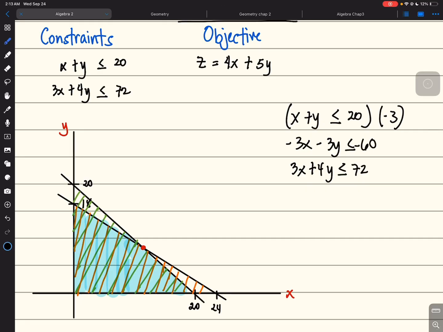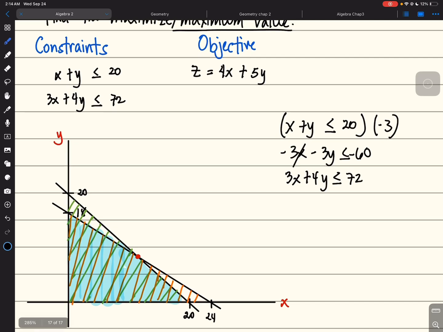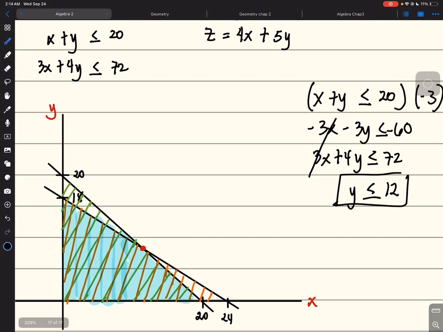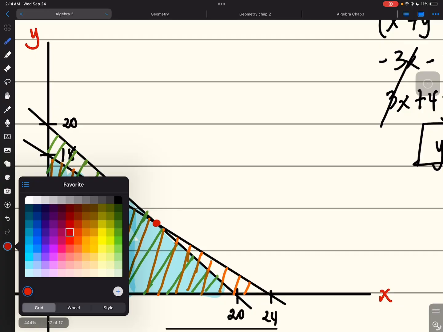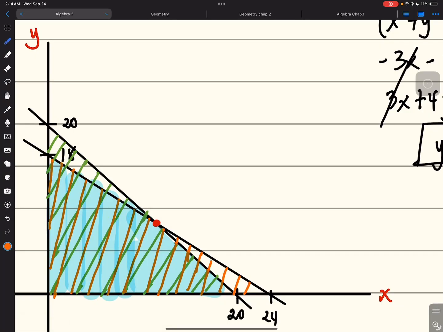If you still remember about elimination step 2, look for the same coefficient. So the same coefficient is this one. So we have to eliminate that. So it will remain these two. So let's try. Negative 3y plus 4y, so that is y, less than or equal to negative 60 plus 72, so that is 12. So meaning our vertex is 12. So let's write our vertex here. So that is 12.